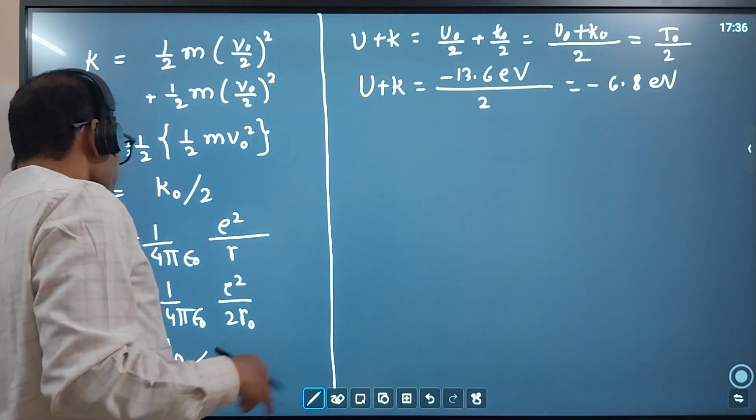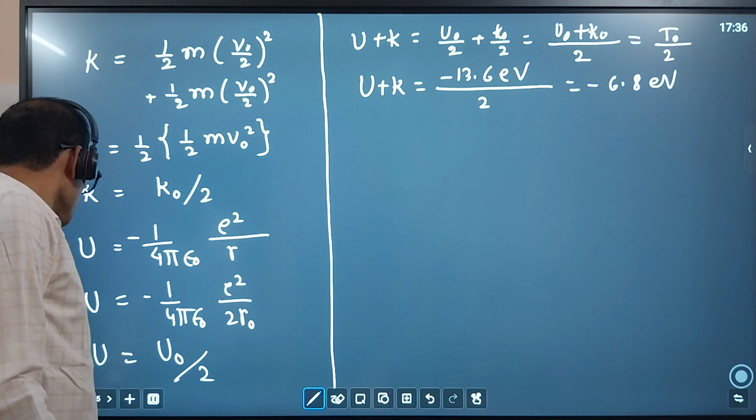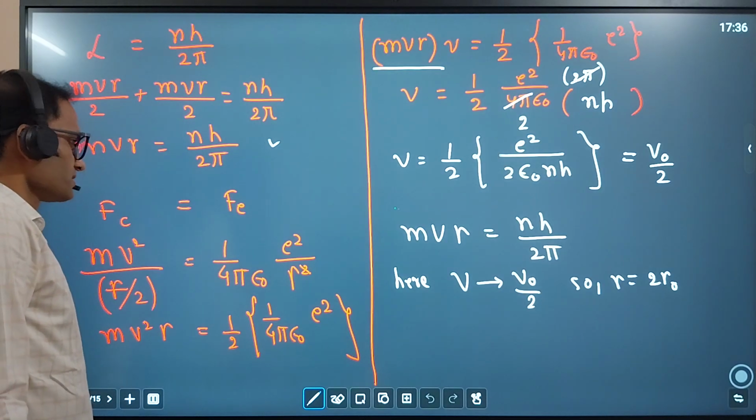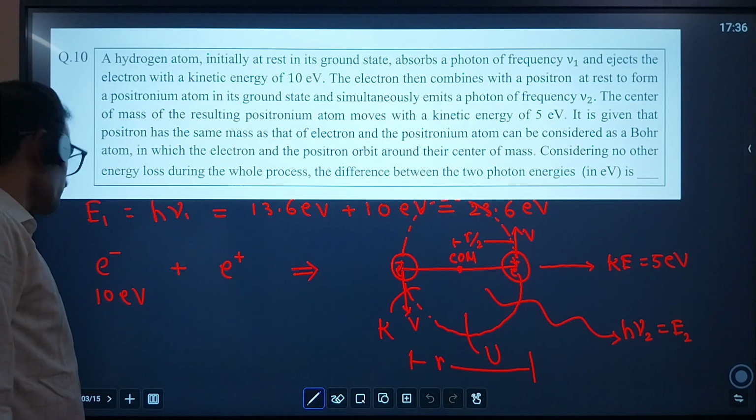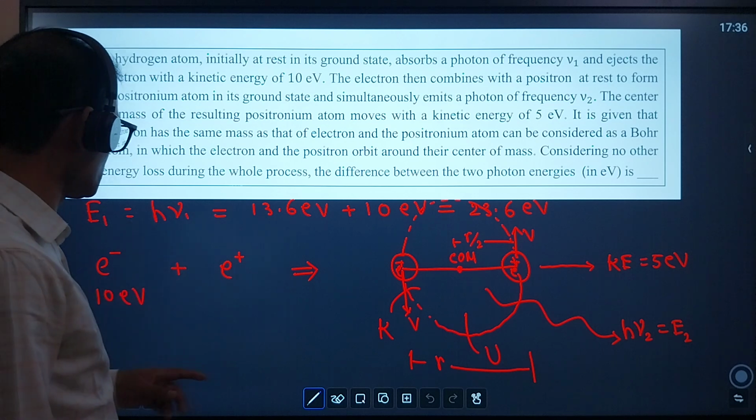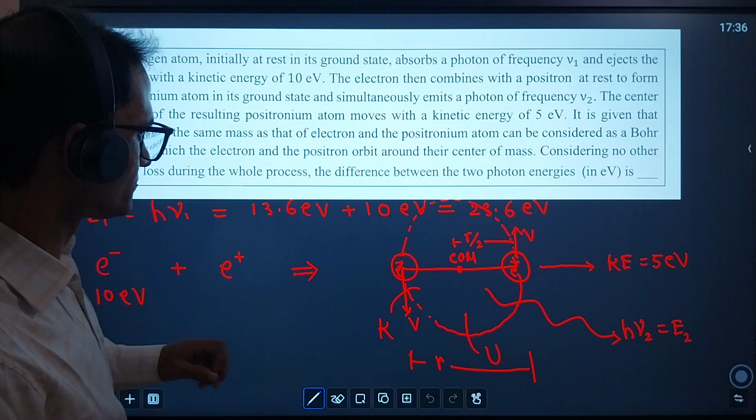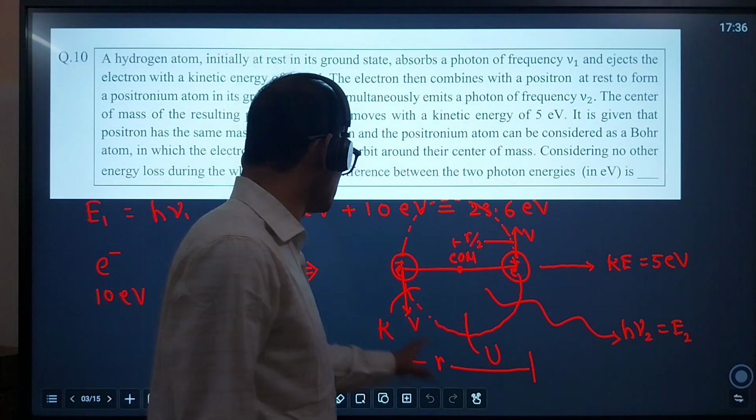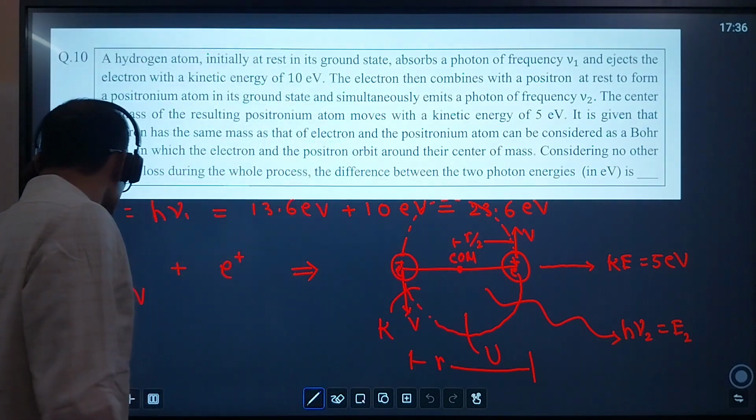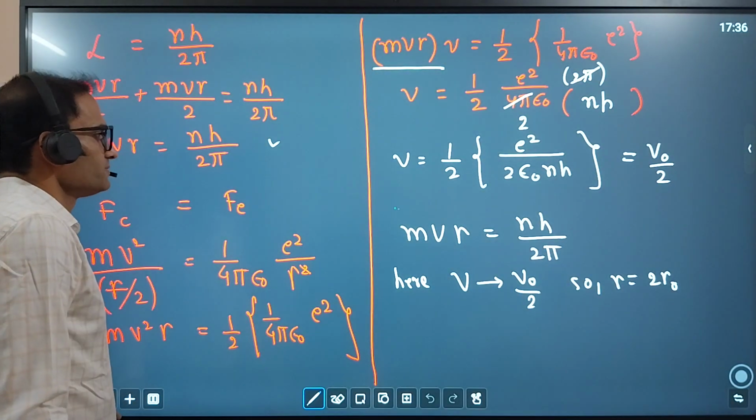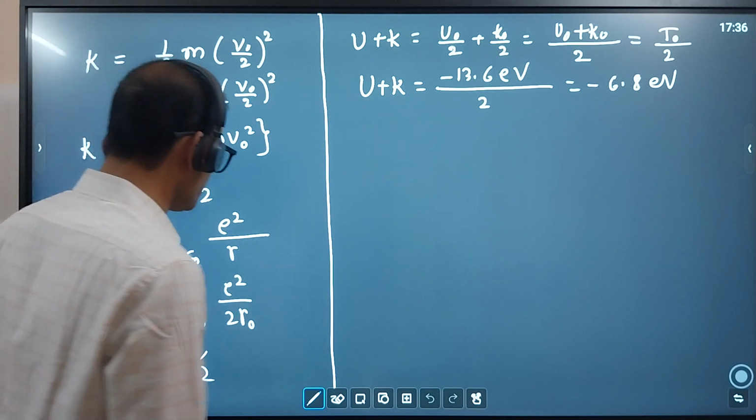Now we have found this. Now we are in the last stage, so let us go to the problem. Here I have written things. I will make the figure again, because everybody forgets.